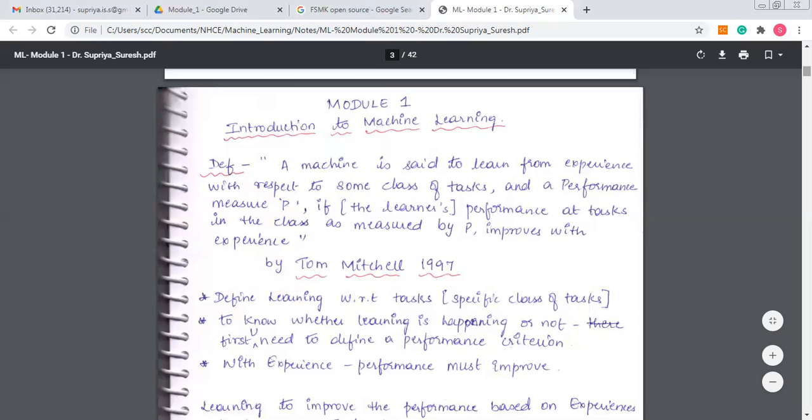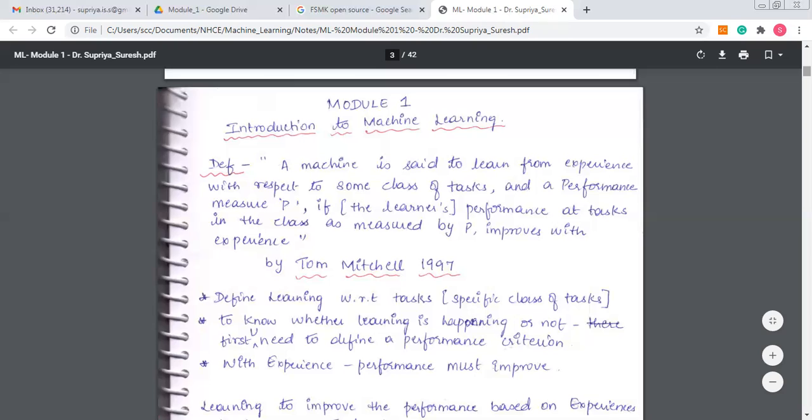right? This is how we also do it. When we make a mistake the first time, or the second time, we try to rectify it and make sure we do it perfectly, right? So based on experience, the performance metric actually improves, right? This is what your definition also states.